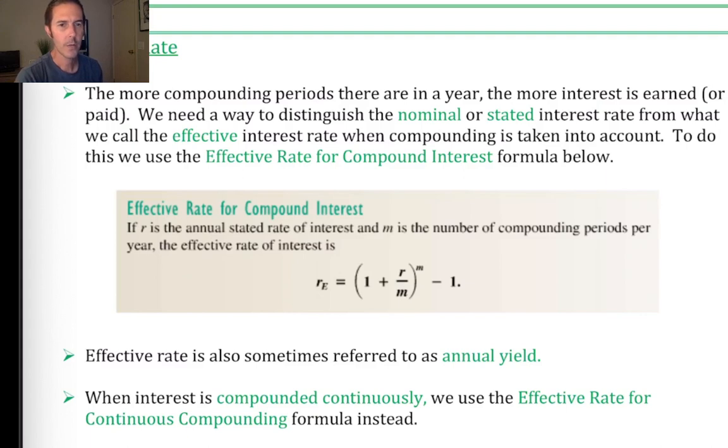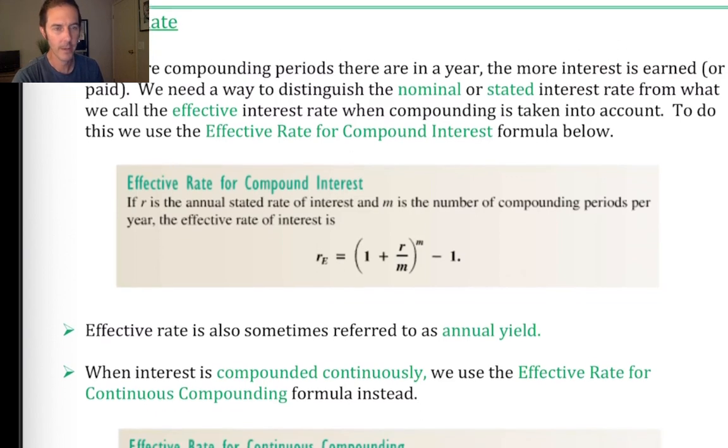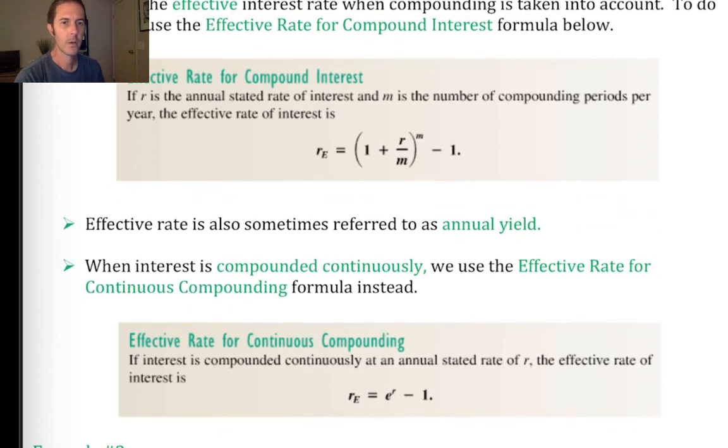So R, we're being told, is the annual stated rate of interest. M, as usual, is the number of compoundings per year. And the effective rate of interest is this value on the left-hand side, R sub E. Great, now we know what all of our values represent. We know that the effective rate we're being told here is also sometimes referred to as the annual yield. So that's the final amount, it sounds like.